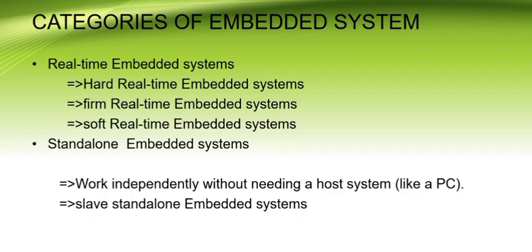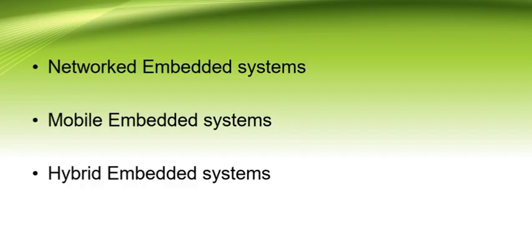Example: Tesla car. In networked embedded systems, multiple components or devices are connected together to perform specific tasks. Examples are Wi-Fi based systems like home automation, monitoring systems, and Bluetooth based systems. Mobile embedded systems are mobile and portable. Examples are mobile phone, smartwatch. Hybrid embedded systems have more than one category of embedded systems. Examples are robots, self-driving cars.